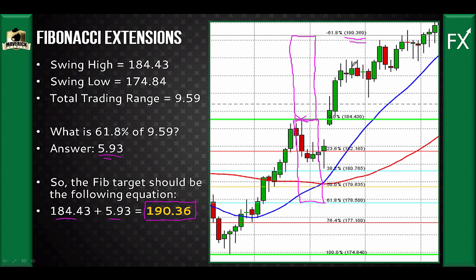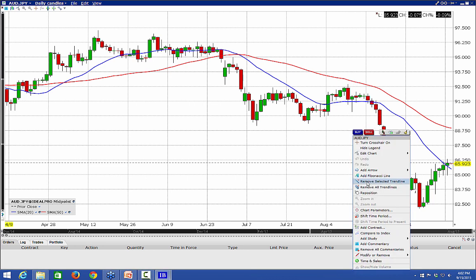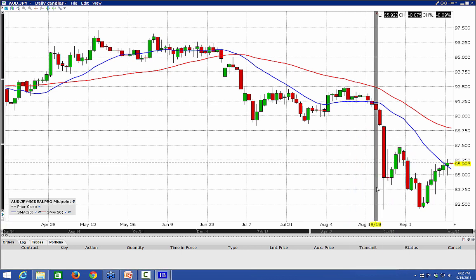190.36 would be your upside target as far as how far this can go as we break to new highs and make a strong move. Let's go through this with some live examples. I'm going to jump over now to some live examples, and we'll show bullish and bearish and show you how to utilize these.